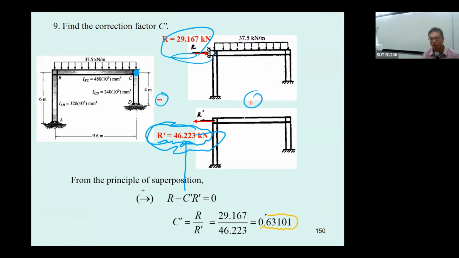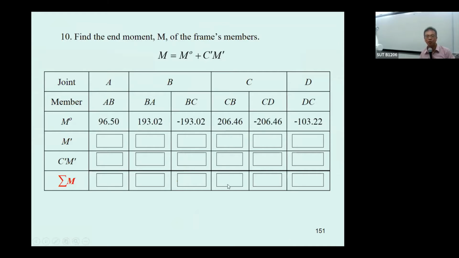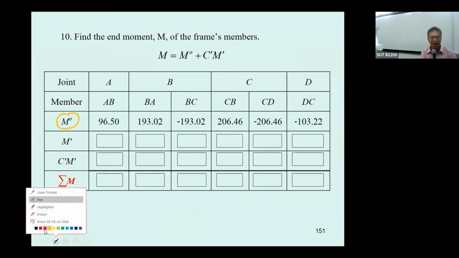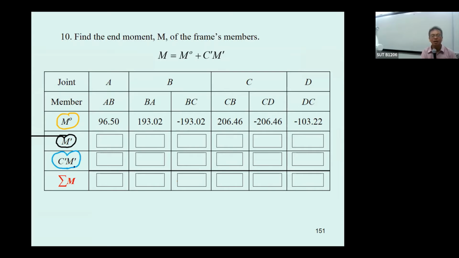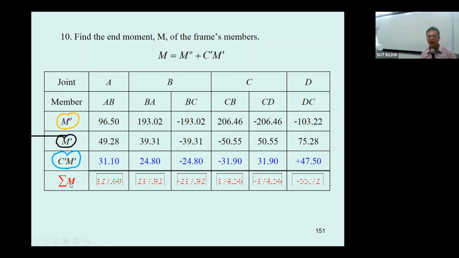If you won't use the ratio, you're going to use 4 or 5 significant figures for the C prime, and then you do the computation. This is actual, it comes from the applied loading, and this is not actual, it is from the assumed fixed end moment. So it must be corrected in this one. Okay, and then you use the yellow and the light blue to sum up to be the final end moment.